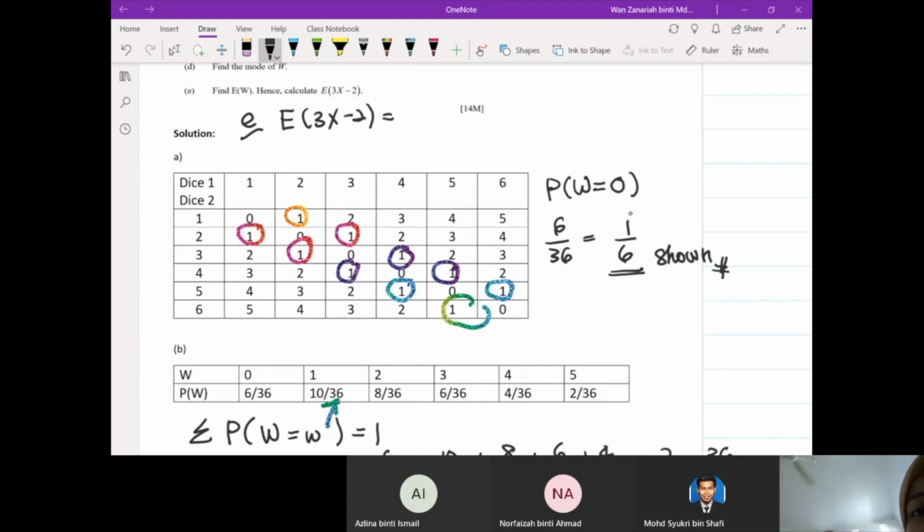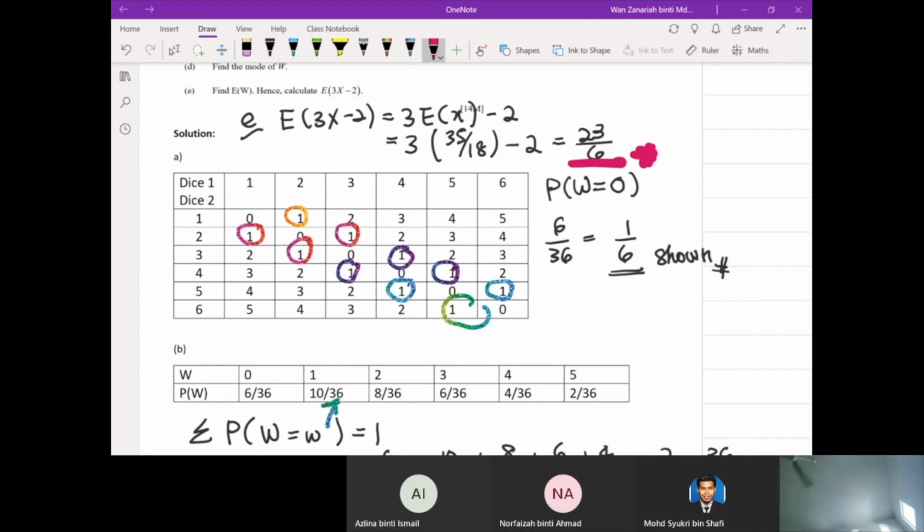So the properties of expectation, okay, 3, and then we substitute our mean just now, 35 over 18, and then minus 2, you will get 23 over 6.